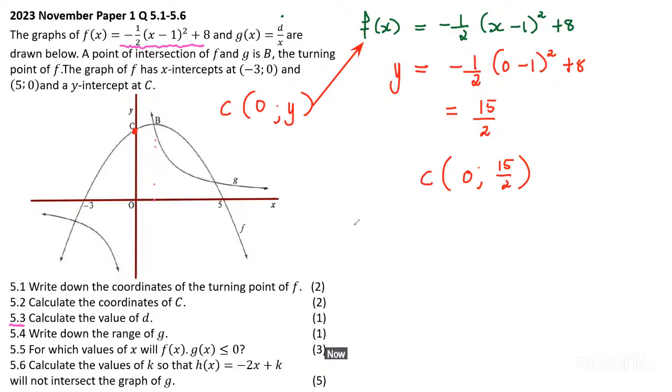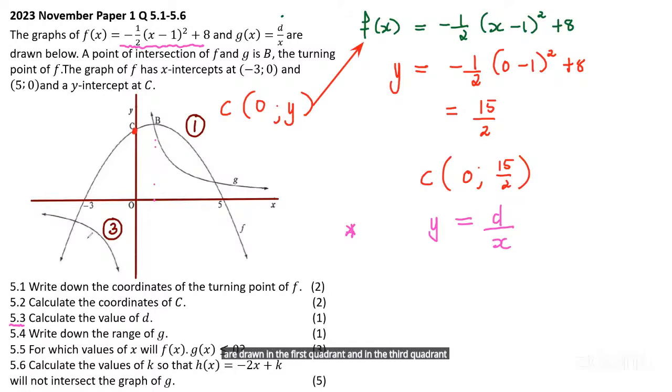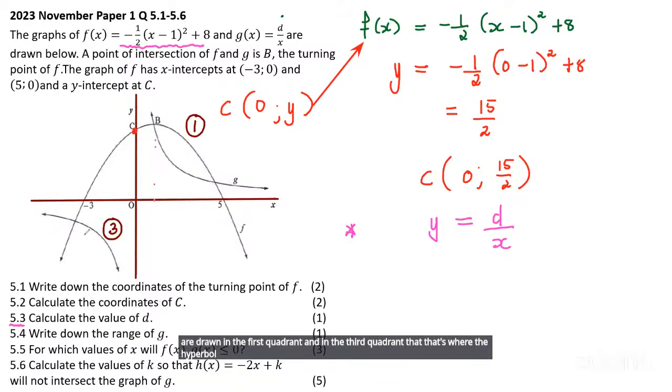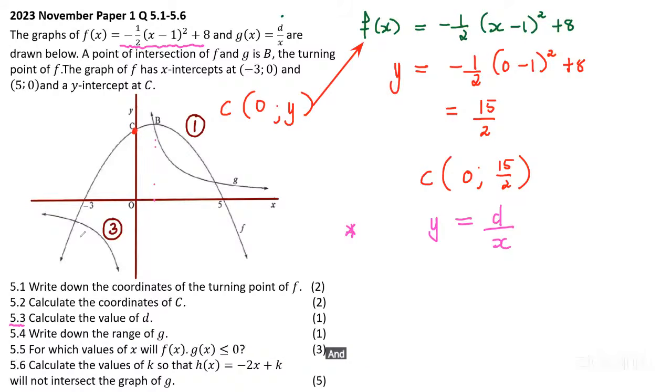Now, as we know, we are given g of x, which is y, is equal to d over x. Now, I don't know what d is. But judging by the hyperbola, the graphs of the hyperbola are drawn in the first quadrant and in the third quadrant. That's where the hyperbola is, first and third. So which means D should be positive.